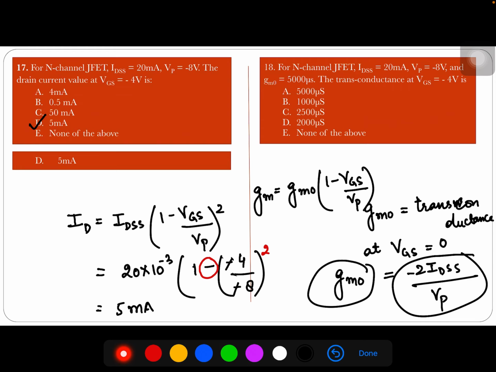Just use this formula. All the values are given to you, so verify your answer. Your answer will come out to be 2500 micro Siemens. Siemens is just the unit of transconductance. So your answer will come out to be 2500 into 10 raised to the power minus 6. Or if your answer is coming 2.5 into 10 raised to the power minus 3, convert it into micro. So 2500 micro Siemens is the correct answer. That is option C.